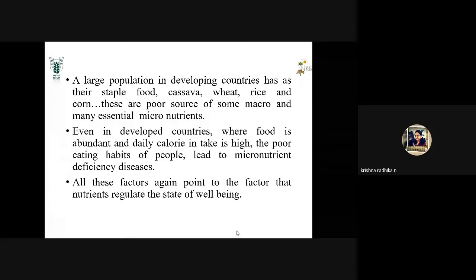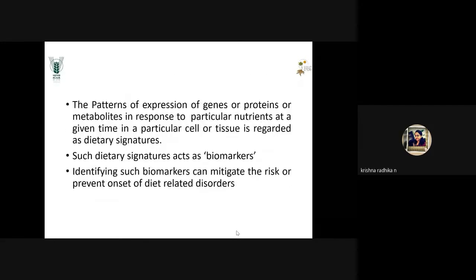Even in developed countries where food is abundant and daily calorie intake is high, the poor eating habits of people lead to micronutrient deficiency diseases. All these factors again point to the fact that nutrients regulate the state of well-being.